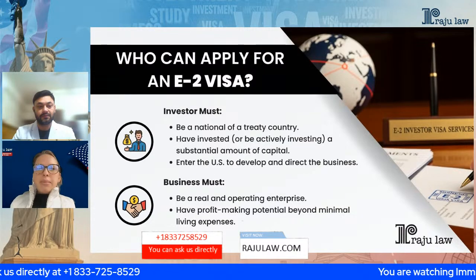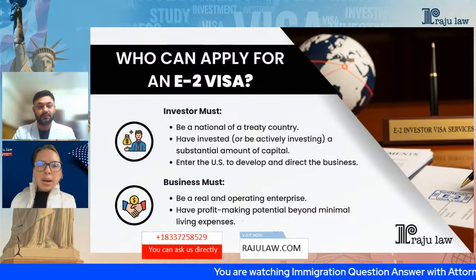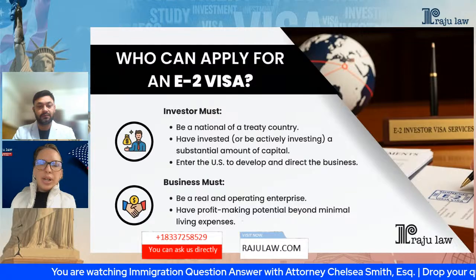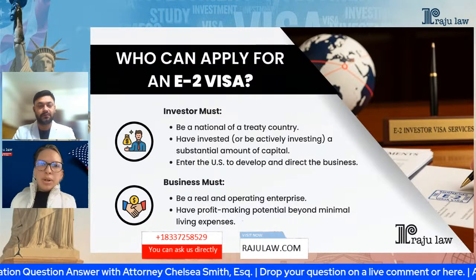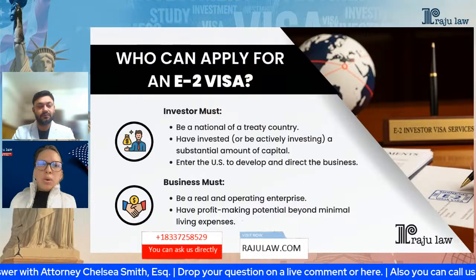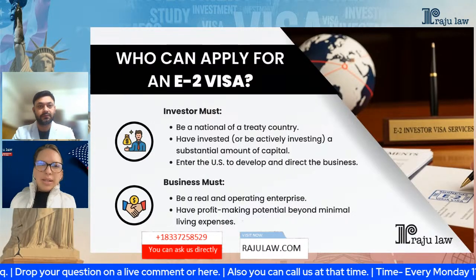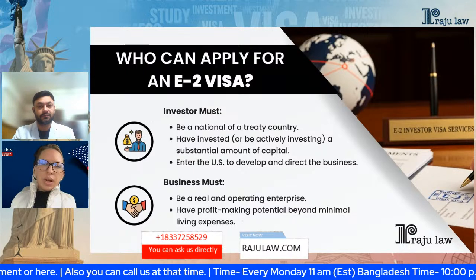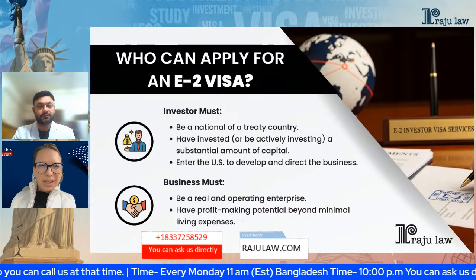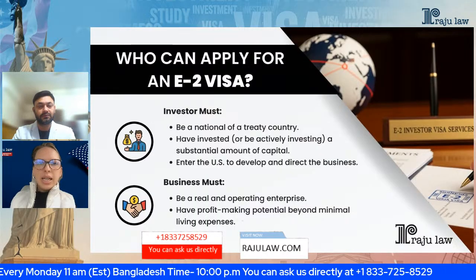Some things to think about if you are interested in an E-2 visa. From an investment standpoint, you must be a national of a treaty country. This is a requirement for all E-2 visa holders. We want to show also that there is an investment, or that you are actively investing a substantial amount of capital. We'll discuss more what that could look like. What it means to have a substantial investment can be a bit subjective, so we'll discuss that.